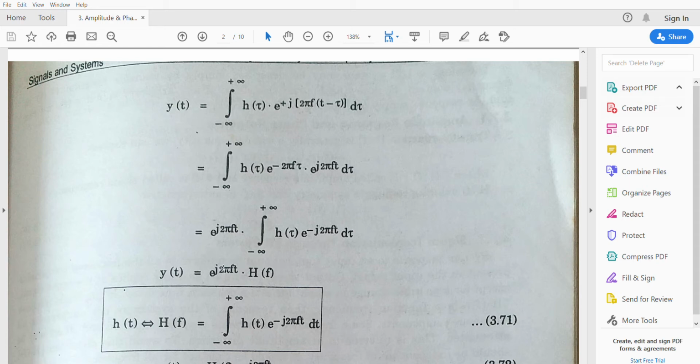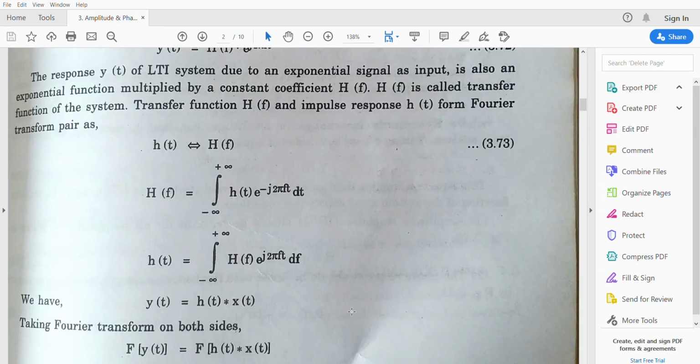By this we are in a position to find H(f), which is in the frequency domain. So H(f) is equal to the integral of h(t) into e raised to minus j 2 pi f t dt. This is the Fourier transform formula. With the help of this, we are in a position to find the transfer function.